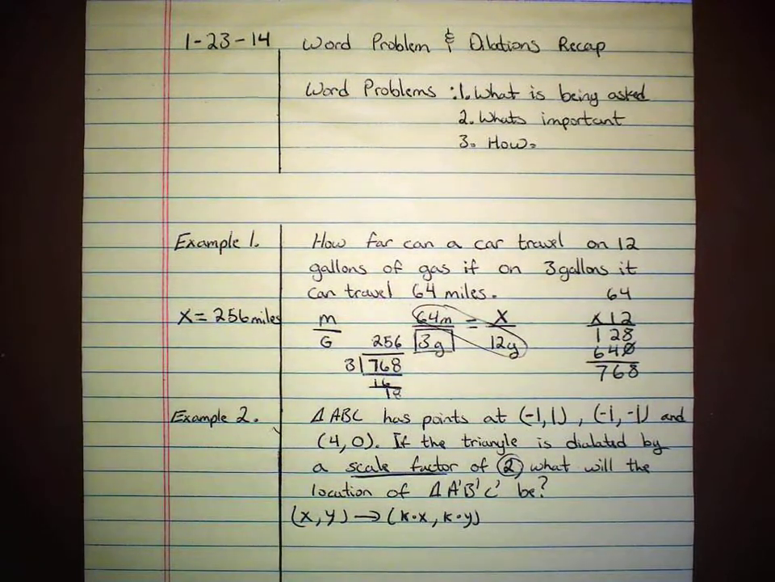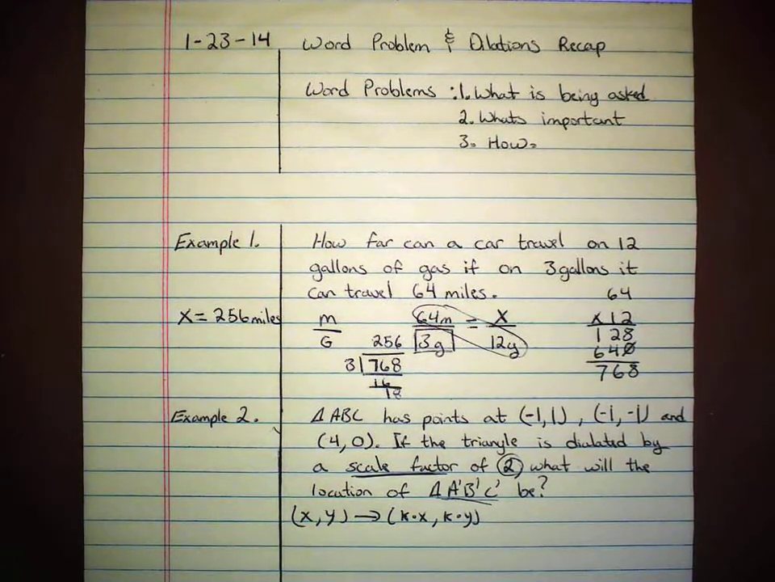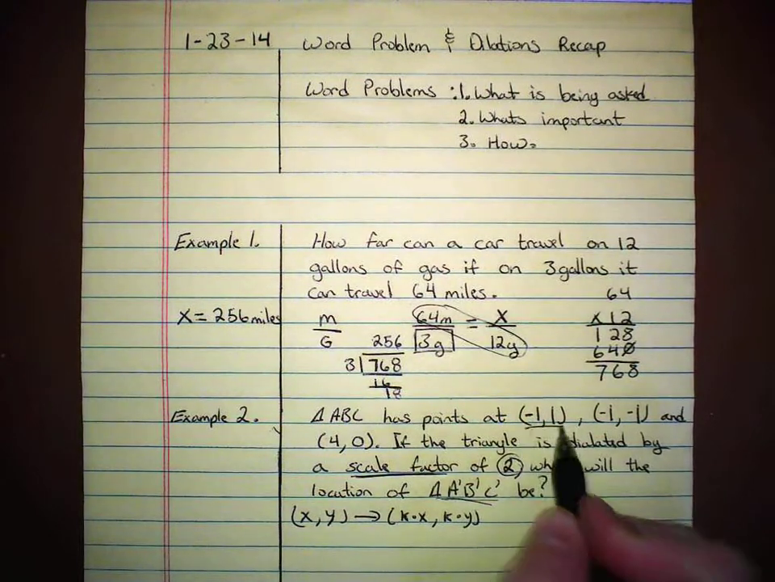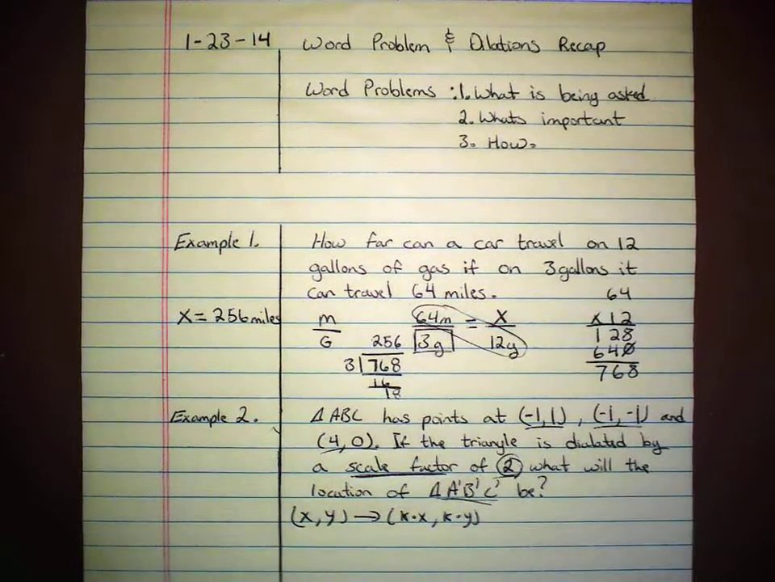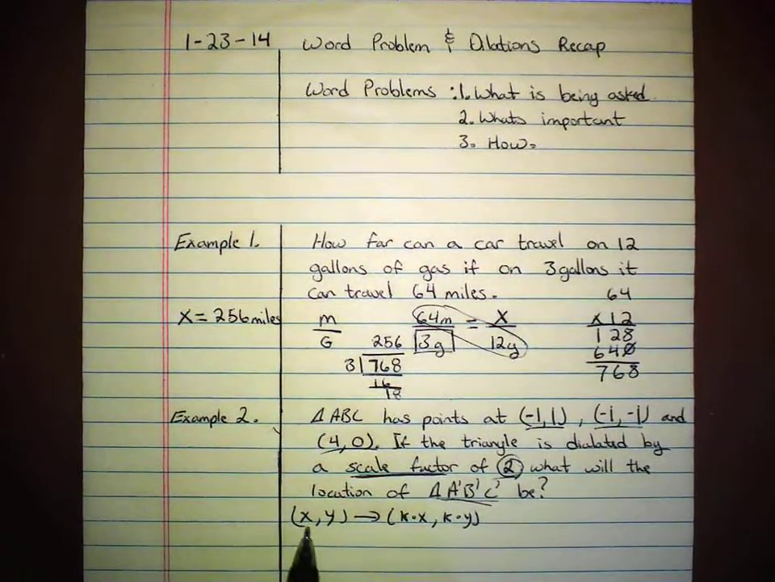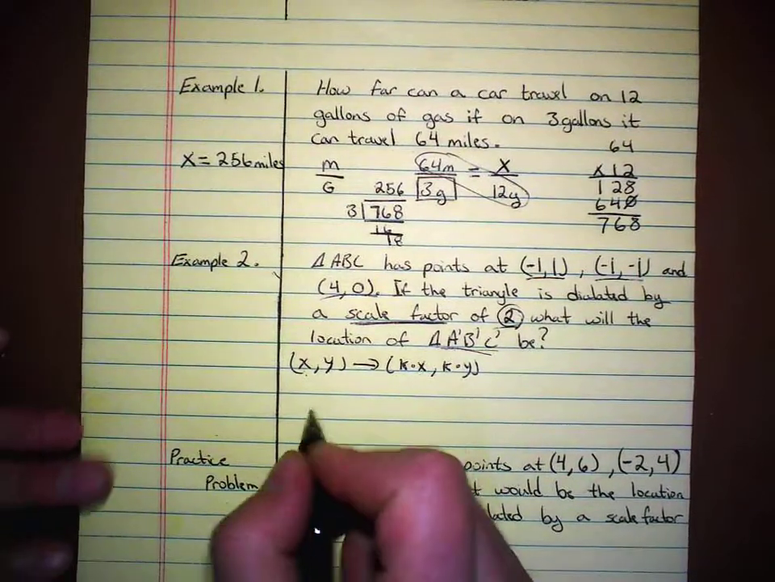So when we're identifying what we need to ask, first we need to find out what we're looking for. We're looking for A prime, B prime, C prime. So if we're looking for that, what is important? Well, what's important is my original points and my scale factor. Now, how are we going to do that? We're going to solve this with our X, Y changed to K times X, K times Y. Okay? So, here we go.